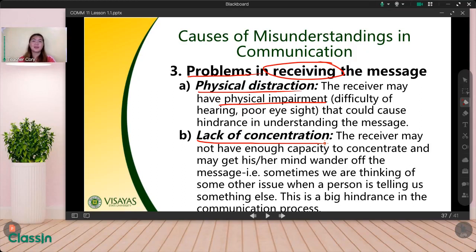Lack of concentration, this is now a psychological barrier. So the receiver may not have enough capacity to concentrate and may get his or her mind wander off the message. That is, sometimes we're thinking of something else, like you have a problem, and then we cannot really listen to the teacher's discussion. So that's psychological. When a person is telling us something, we cannot receive it. That's a really big hindrance in the communication process. So our mind is onto something else, and we are listening to someone, so we cannot really receive the message.